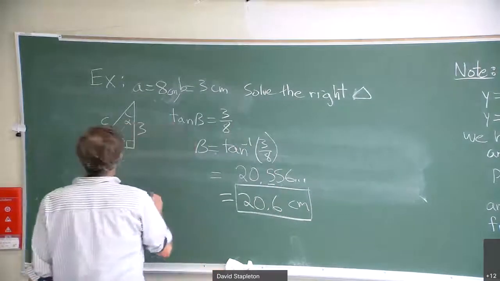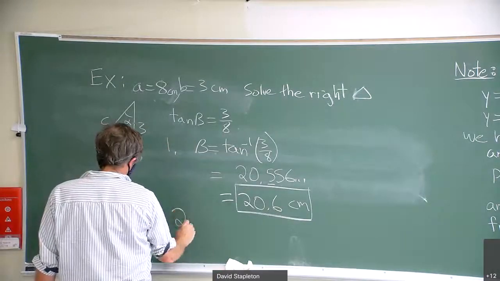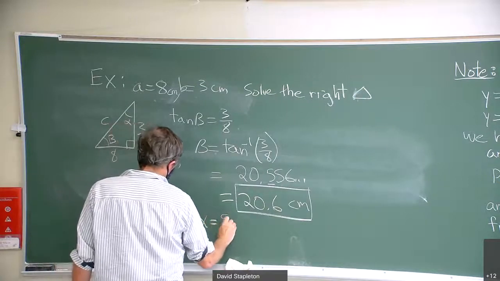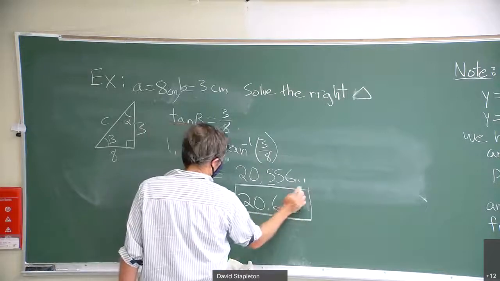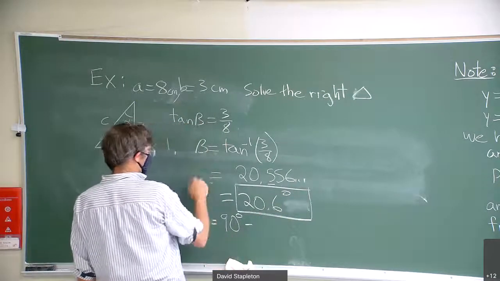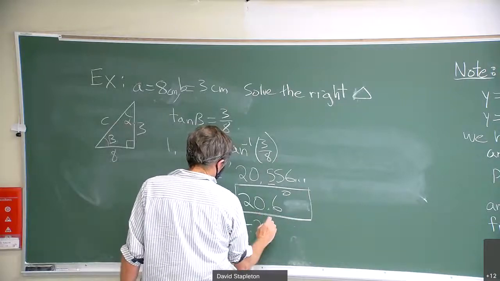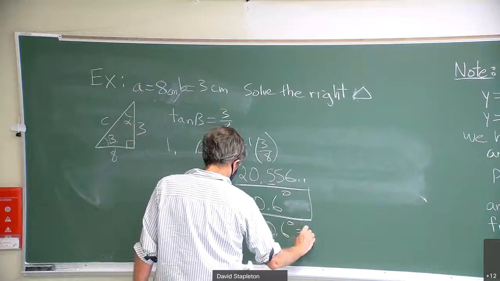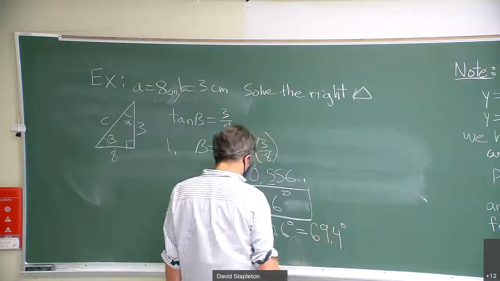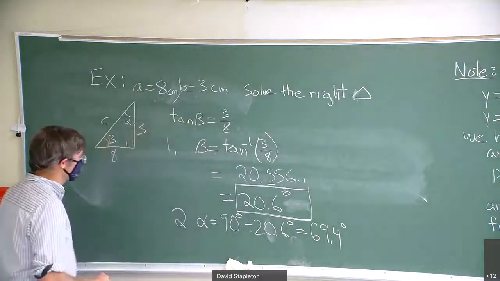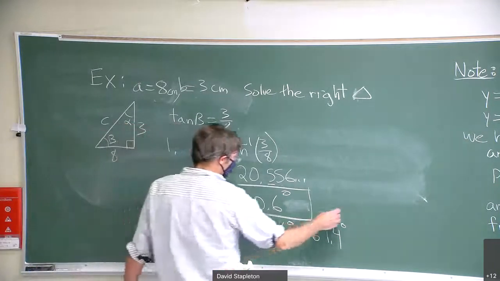Now, I have two more things to find. Once you have one angle in a right triangle, the other one is complementary. It's always 90 minus that one, right? Oops, that was not centimeters. I apologize. That was degrees. That was an angle. Sorry about that. 90 minus 20.6 degrees gives me 69.4 degrees. So that's the last angle.